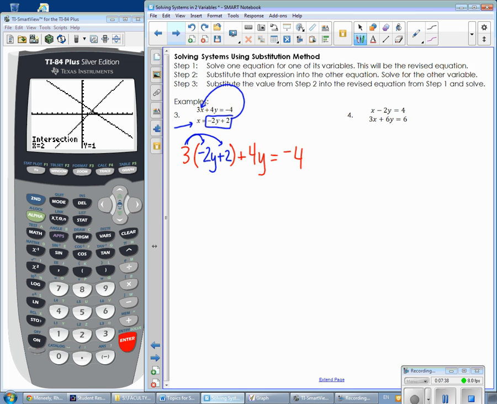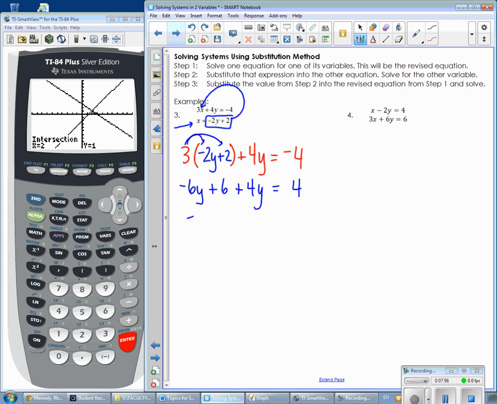So 3 times negative 2y gives me negative 6y, and 3 times a positive 2 is going to give me a positive 6. I still have a plus 4y and an equals negative 4 to complete my equation. The next step would be to combine my like terms. So I've got a negative 6y and a positive 4y.